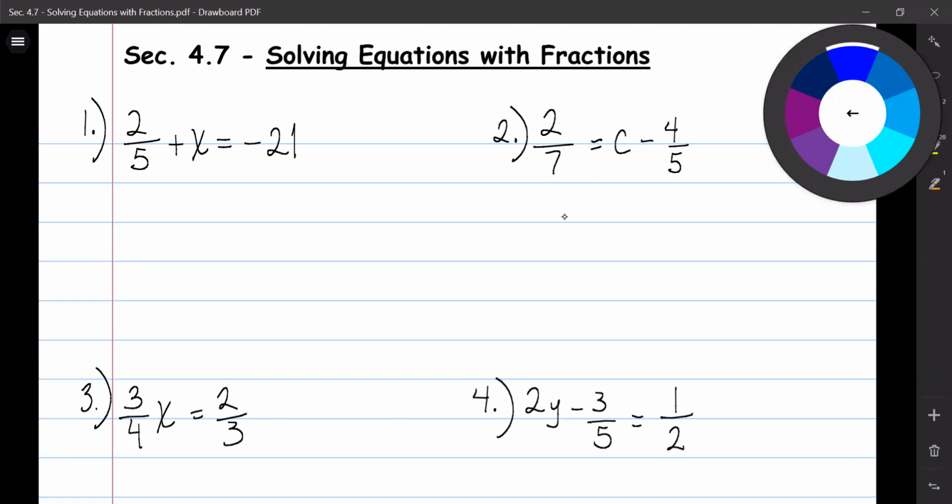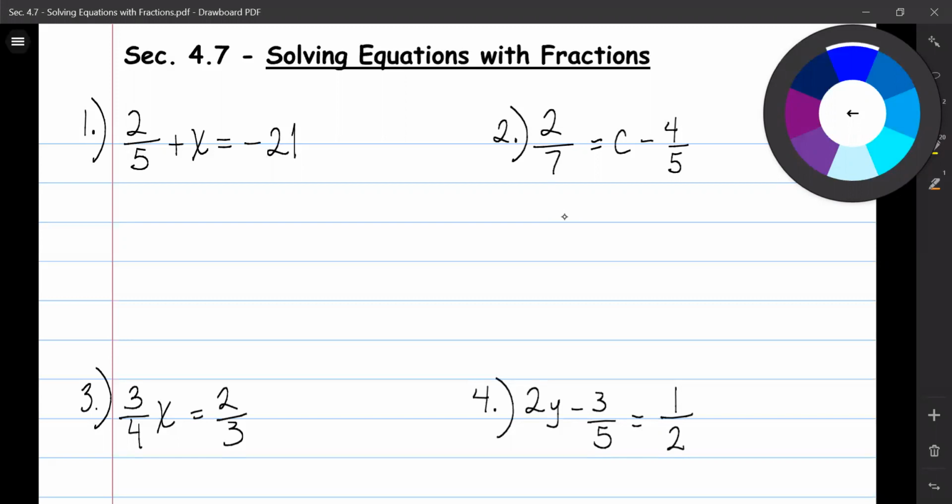All right. Okay, so we already have gone over how to do fractions. We've already gone over how to solve equations. So this isn't really new information. It's just kind of combining those two concepts.